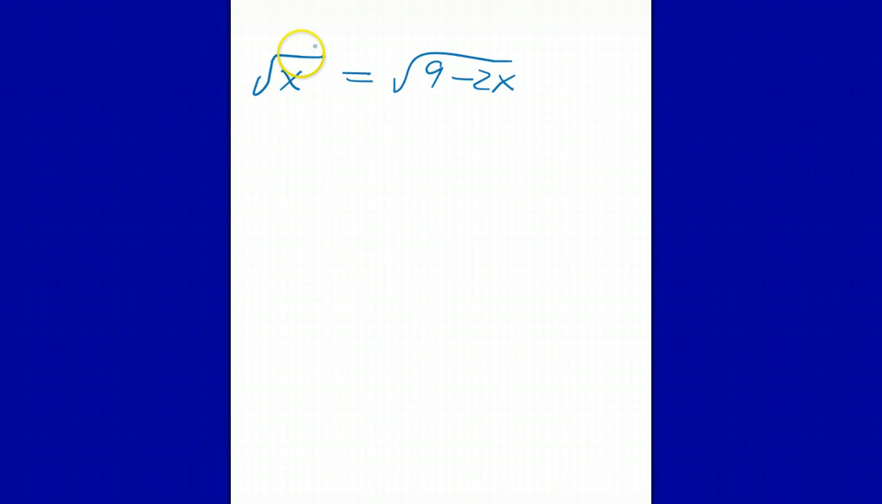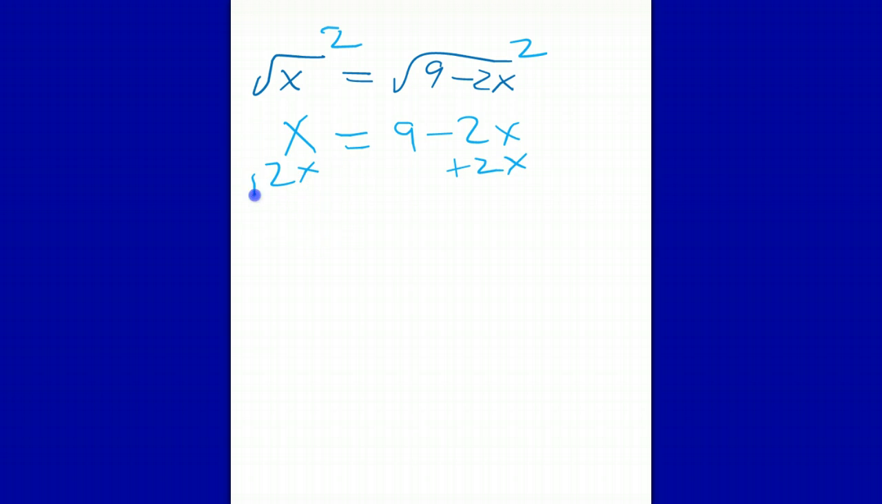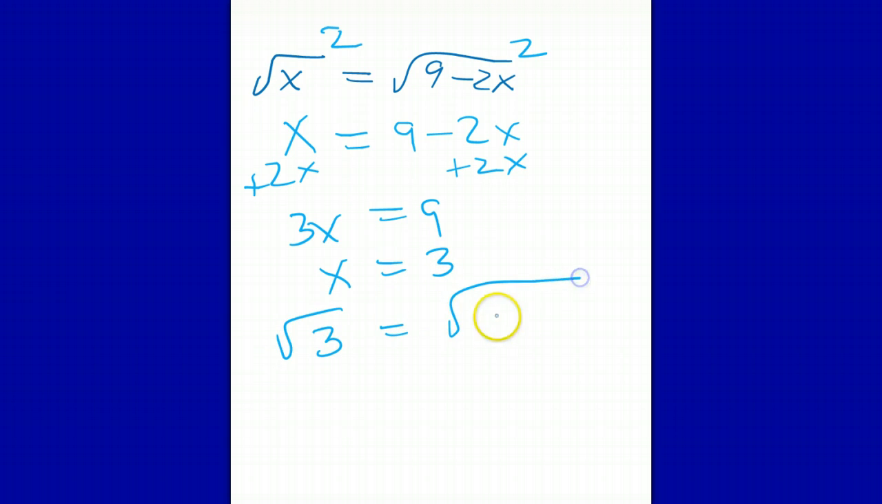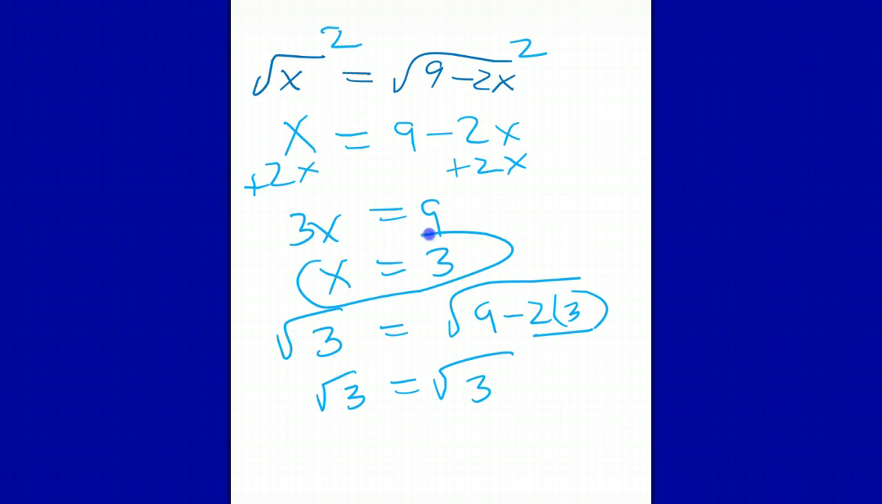Alright, next one. Same thing, we square both sides. Okay, we get x equals 9 minus 2x. Bring the x's over. 3x equals 9. So, x will be equal to 3. So, is the square root of 3 equal to 9 minus 2 times 3? Well, that's 6, right? So the square root of 3 equals the square root of 3. That's my answer. Alright. Okay, next one.